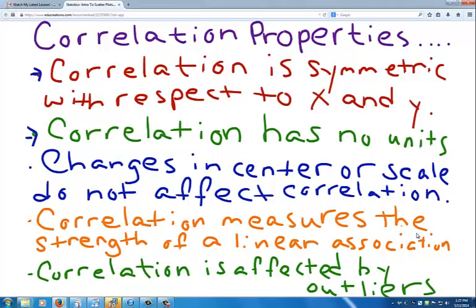The individual variables, x and y, will contain units in most cases. However, the correlation itself does not contain units. Also, changes in center or scale do not affect the correlation. Correlation is dependent only on z-scores. Correlation measures the strength of a linear association, which we talked about a little bit briefly already, and correlation is affected by outliers.